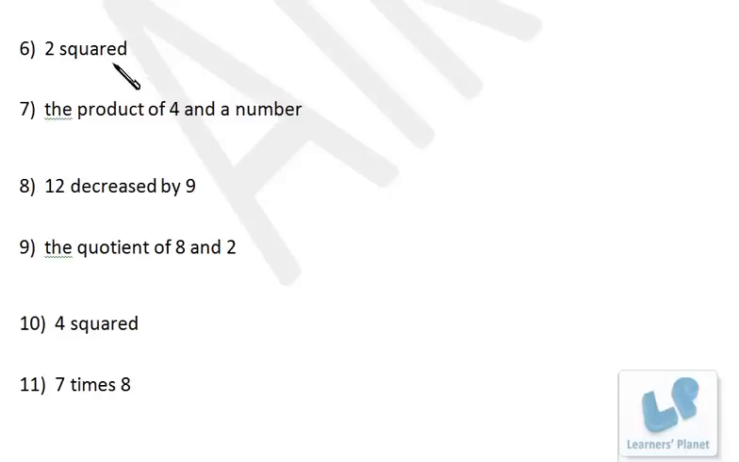Then it's 2 squared. You have studied exponents. The product of 4 and a number. A number is x. So x and 4, product means multiplication, or you can say multiply. So x into 4 can be written as 4 times x or 4x. So product and times are the same thing.